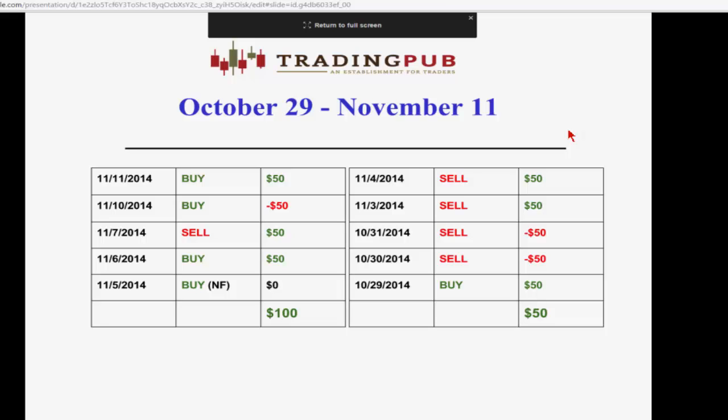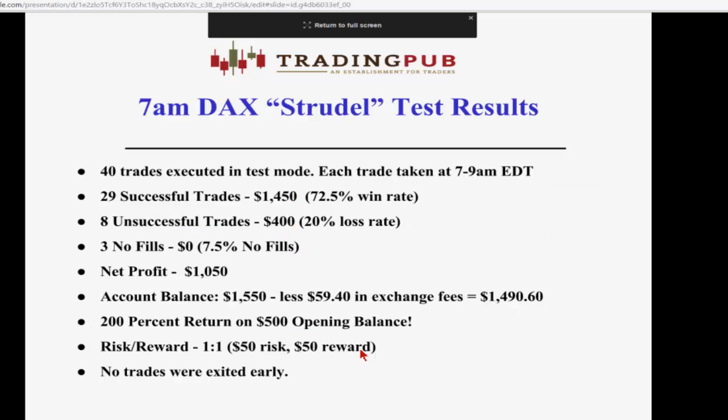And then finally, on the last period, I had 150 in losses versus 150 in win. No, I actually wound up $150. 3 losses, 6 wins, and 1 no-fill. So when you add it all up over 40 trades, which was 2 months of demo trading, all with the same rules. Each trade was taken from 7 to 9. I had 29 successful trades for $1,450, or a 72.5% win rate. 8 unsuccessful trades, which cost me $400. I had 3 no-fills for a net profit of $1,050.